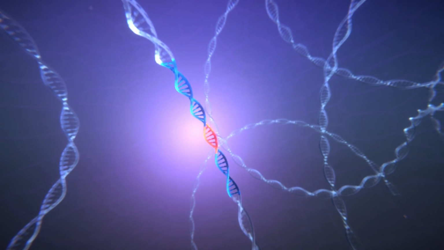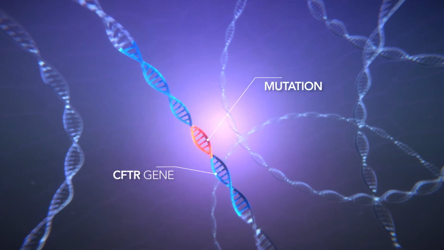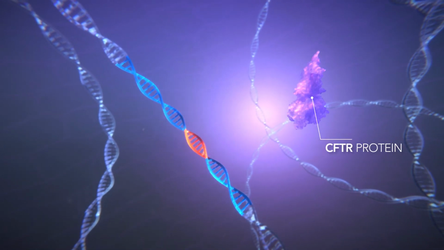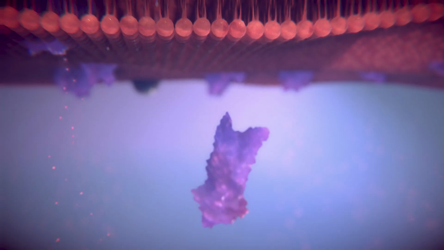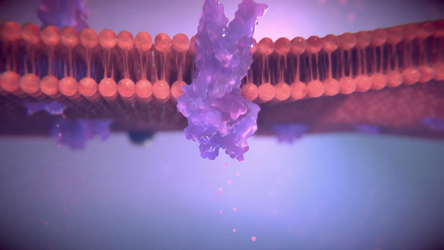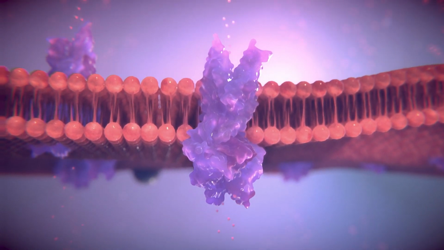Cystic fibrosis is the result of changes, or mutations, in the CFTR gene, a piece of genetic code found in DNA that tells cells how to make CFTR protein. The CFTR protein helps cells control the movement of salt into and out of the cell and fluid across the airway tissue, which keeps mucus at a healthy level inside the lungs.